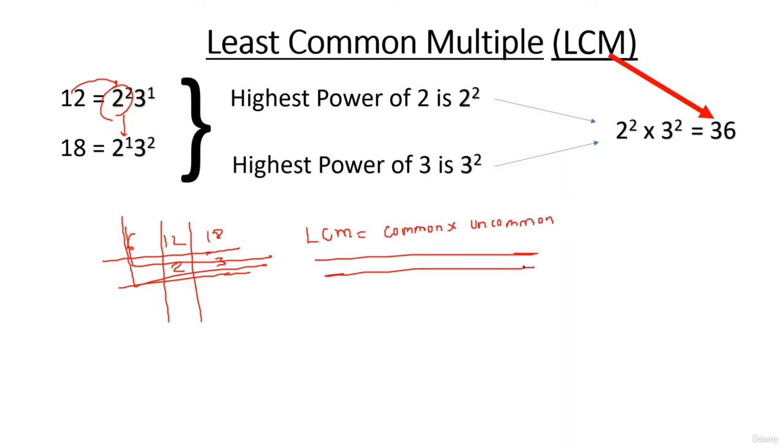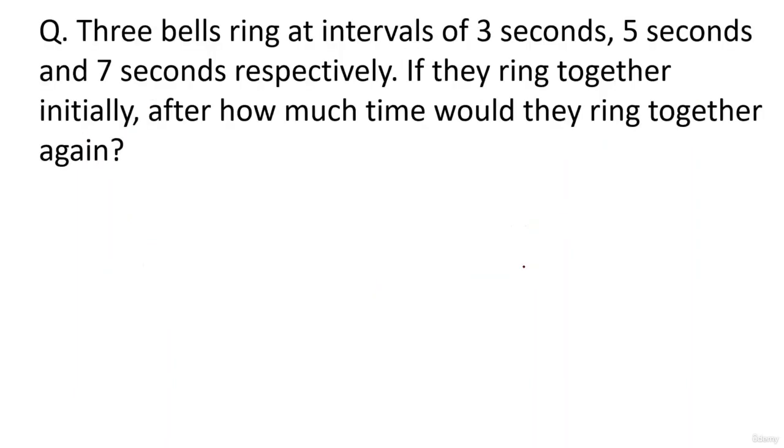So we'll take some examples of the LCM now. Three bells ring at intervals of 3 seconds, 5 seconds, and 7 seconds respectively. If they ring together initially, after how much time would they ring together again? तो पहला वाला bell जो है, it rings after every 3 seconds, right? So starting में ring हुआ, फिर 3 seconds के बाद again 6 seconds, then 9 seconds, 12 seconds, so on and so forth. Second bell will ring after every 5 seconds, right? So 5, 10, 15, 20, likewise. And the last bell will ring after every 7 seconds. So 7, 14, 21, likewise.